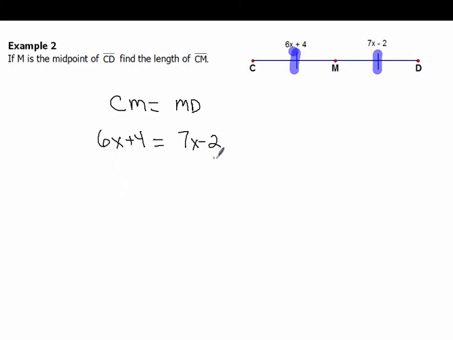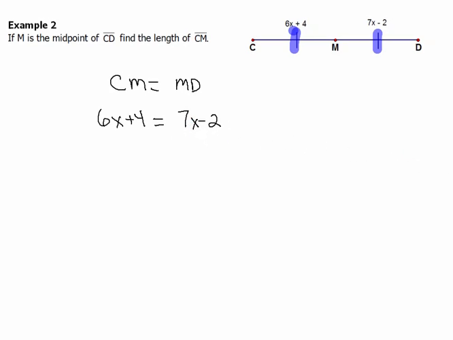Now once I have this set up, there are multiple different ways to solve this. I'm going to start by taking a look at 7x, which is going to be bigger than 6x, so I'm going to use the subtraction property of equality and subtract 6x from both sides, and that's going to leave me with just x minus 2 on the right side. Now I'm going to use the addition property of equality and add 2 to both sides to come up with 6.